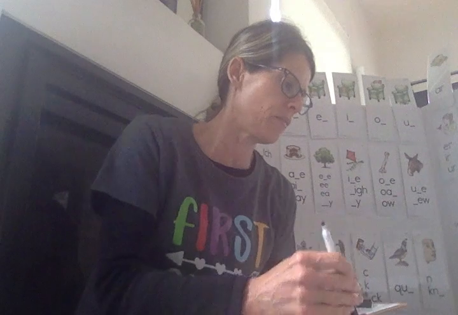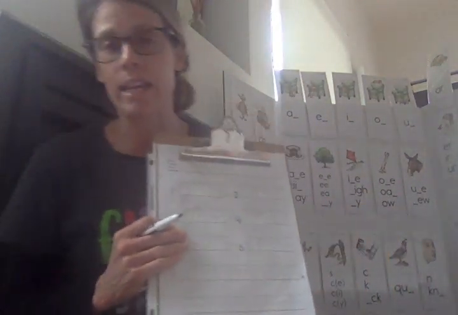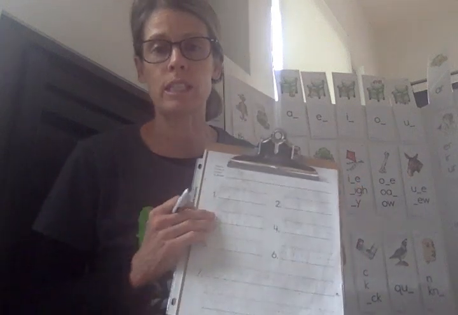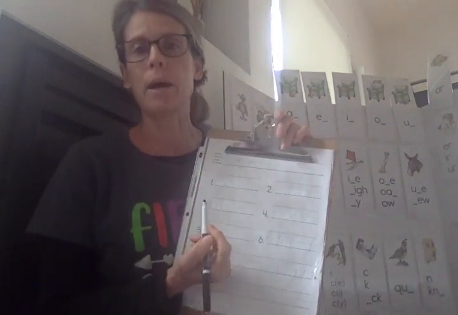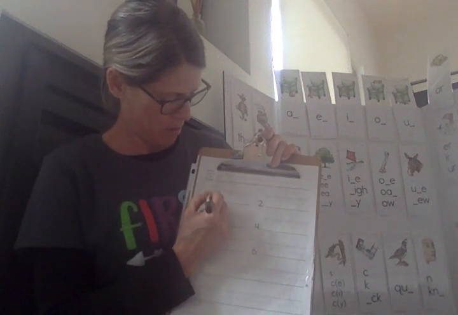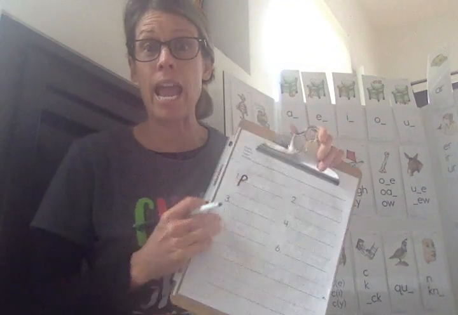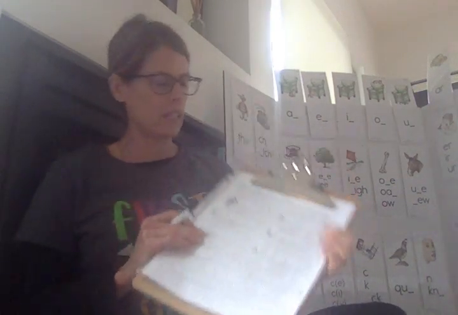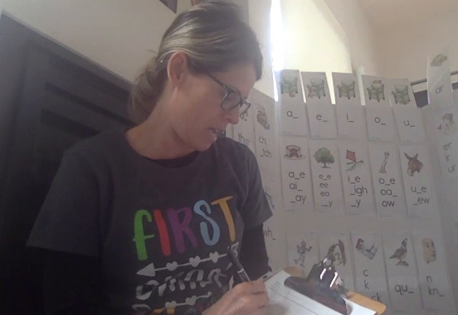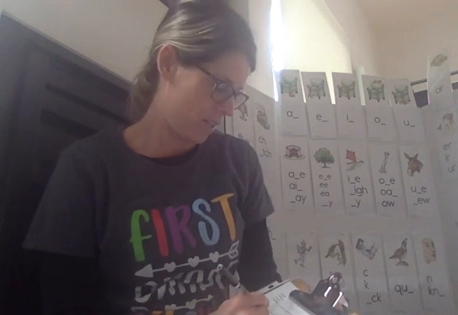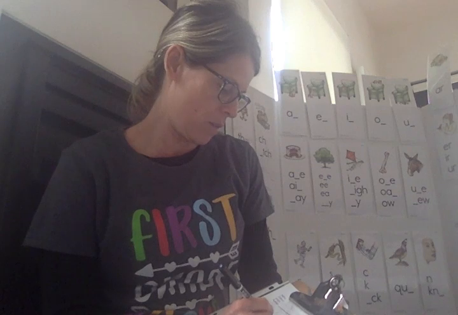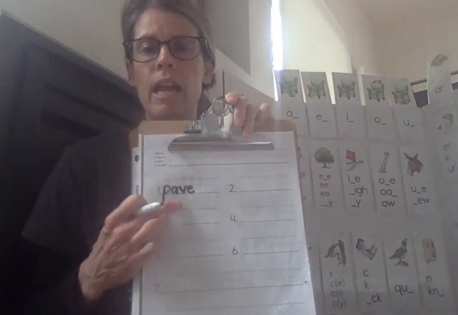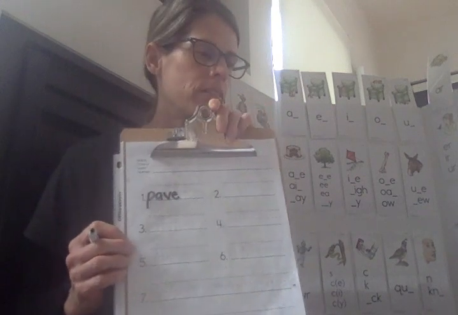Our first word, say pave. Pave. They will pave the streets. So that first sound that we hear is a P. A, it's the first spelling, long A. P-A-V, and we know there's that silent E at the end making the A say its name. P-A-V-E.